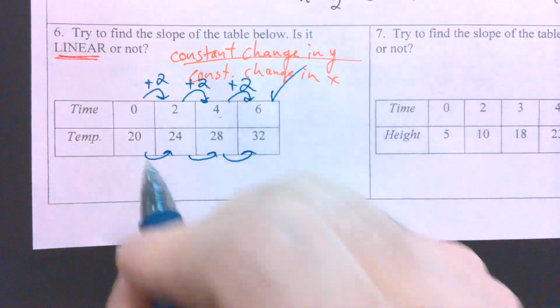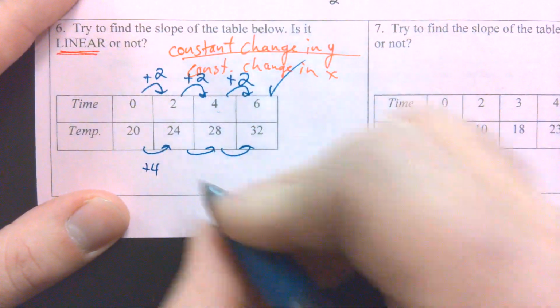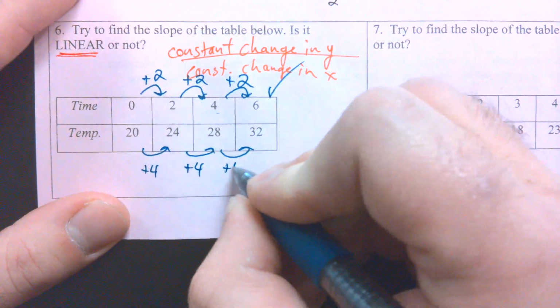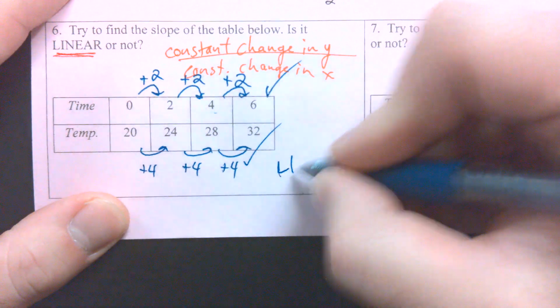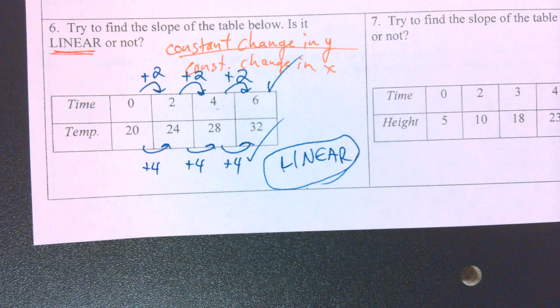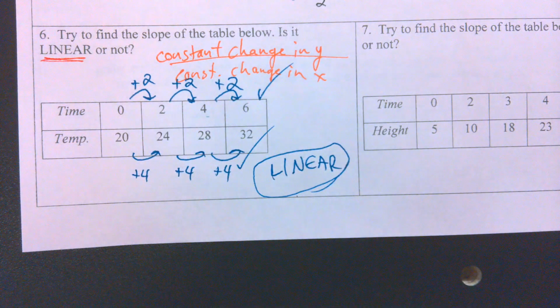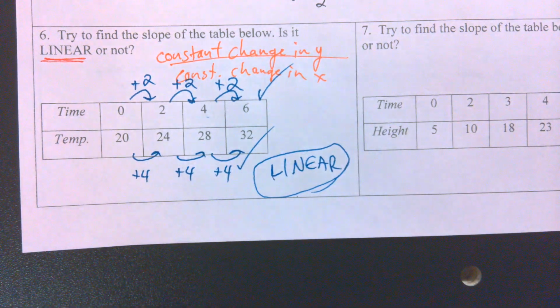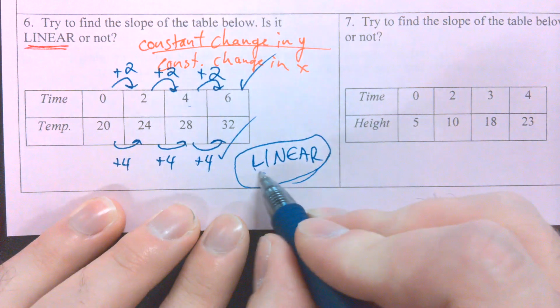Let's go to the bottom. How do we get from 20 to 24? Plus 4. What about 24 to 28? Plus 4. And 28 to 32? Plus 4. Are those all the same number? Yes, they are. Therefore, this is linear. It's not proportional because it goes through the point 0, 20. But if we graphed these points, we'd be going up 4 over 2, up 4 over 2, up 4 over 2. That constant change makes a straight line, which is linear, right? Line is right there in the word.